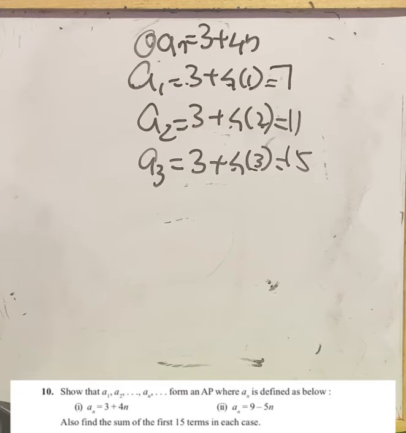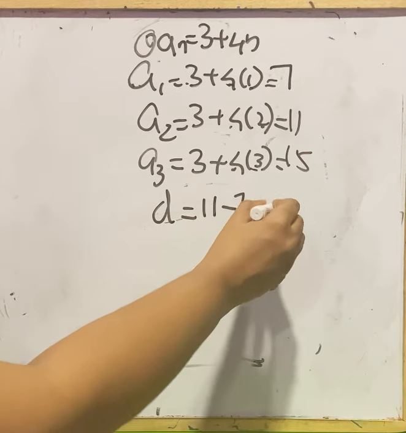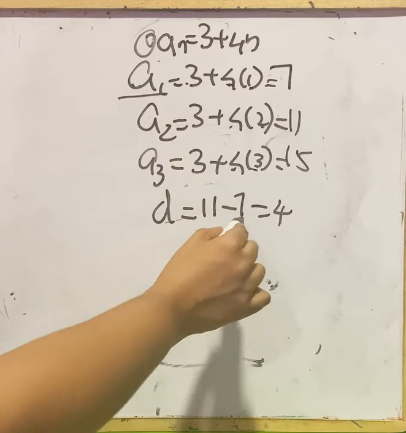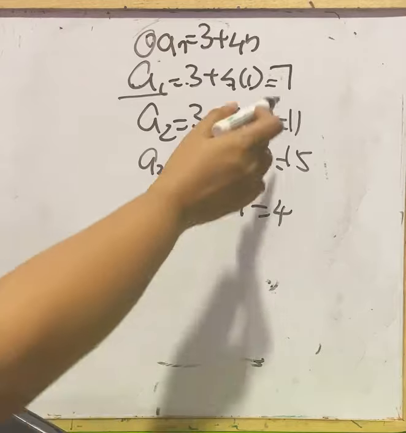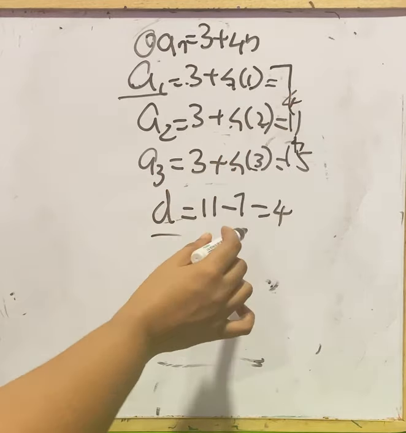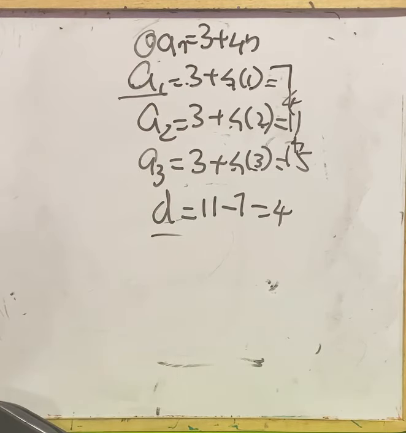Now we can find the D, difference. Difference is equal to 11 minus 7, that is 4, or 15 minus 11, that is 4. So we got A, first term, and D, difference. It is sure that this is an AP because all the differences are 4. Here the difference is 4, here also difference is 4. That means it has a common difference among all the terms. So it is an AP.